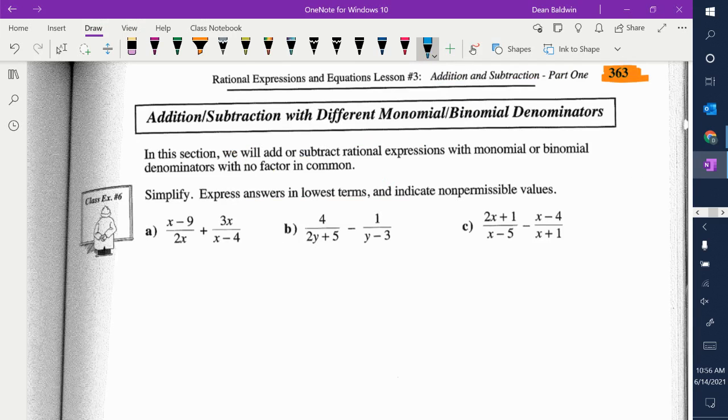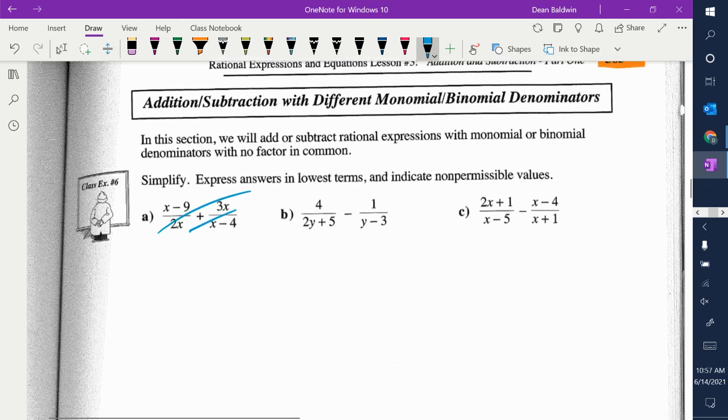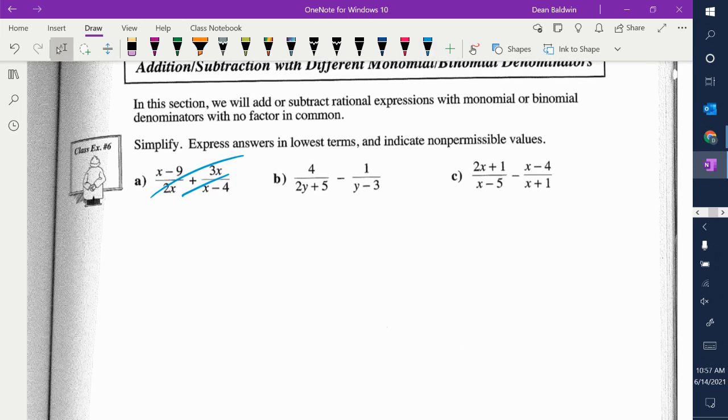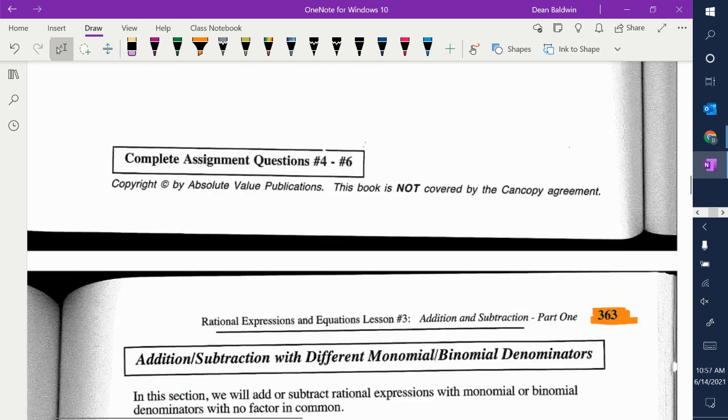Polynomials. So they have variables in them. If you have variables in the denominator, what does that mean you have? And you have NPVs, you have domain restrictions, okay? So we won't do A, we'll do B and C. You still need a common denominator. To get your common denominator, do what we did back here.